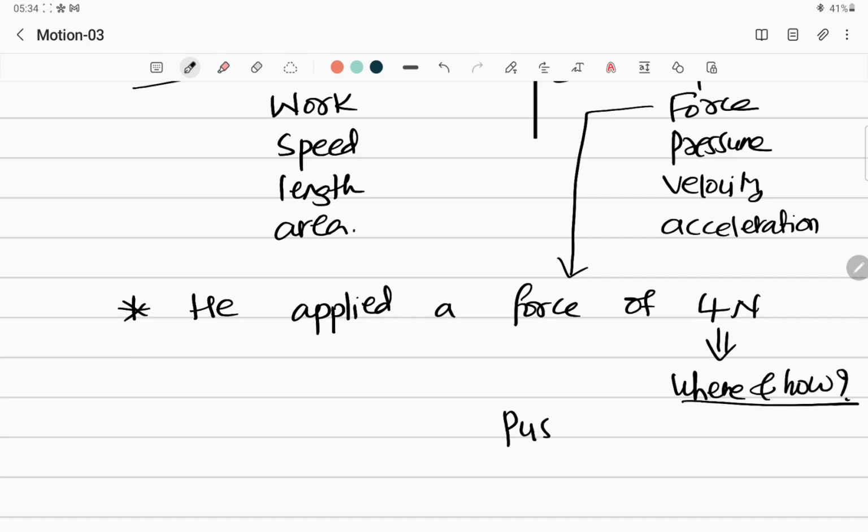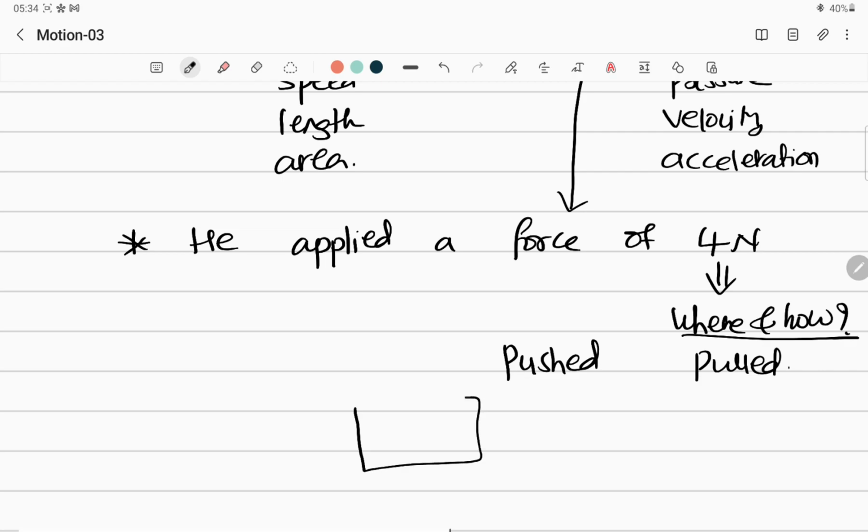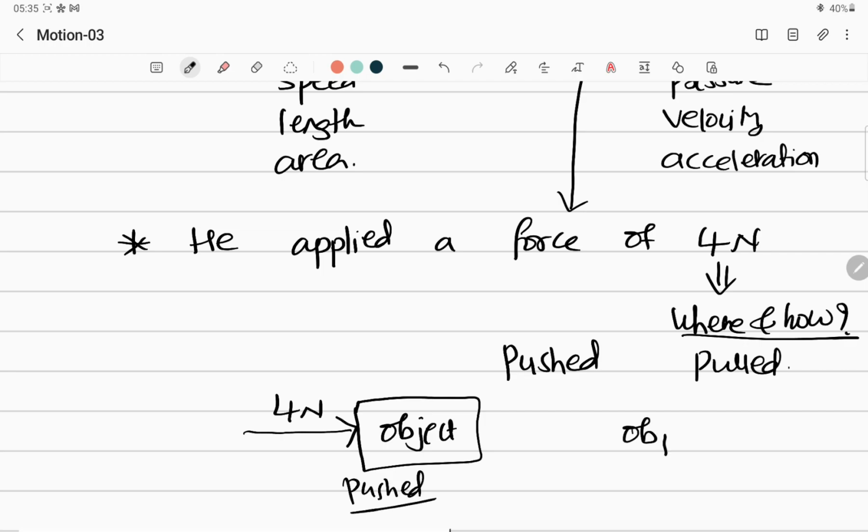You must be saying he pushed it or he pulled it. For example, there is an object here. Now if it is applied with a force of 4 Newton like this, what does it mean? It is pushed, correct? So this is called pushing. Now the same object is there. If you are applying a force like this, now look at this. What is this called?